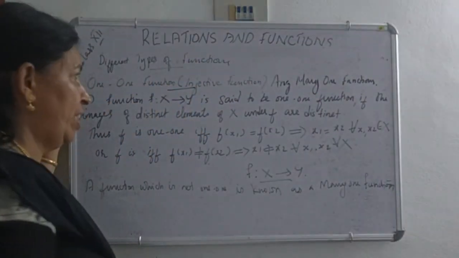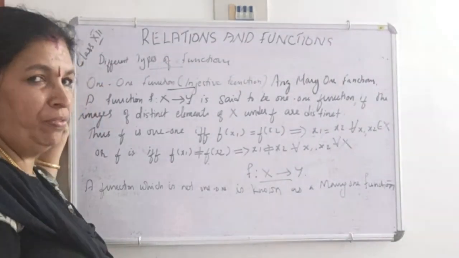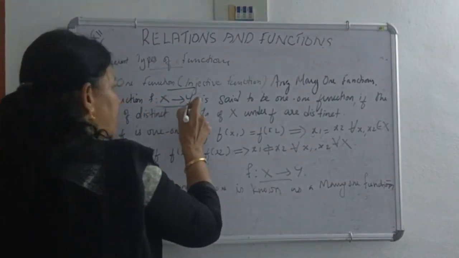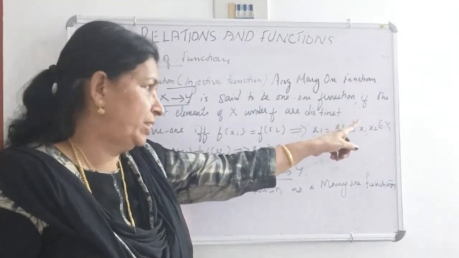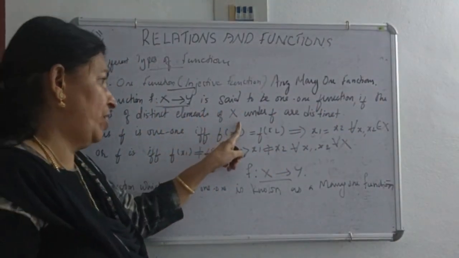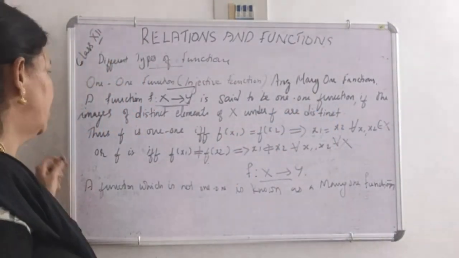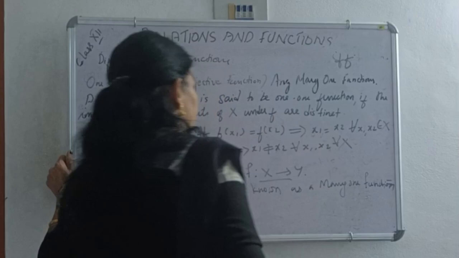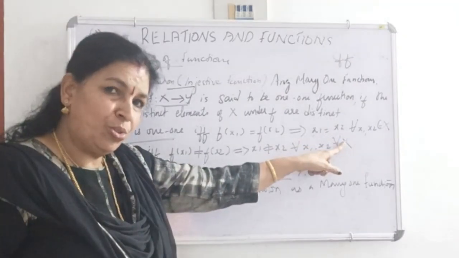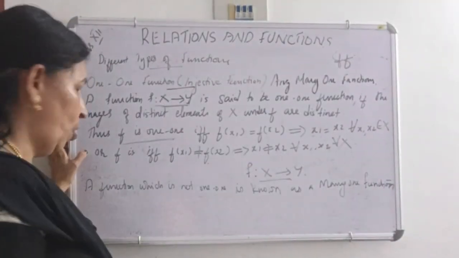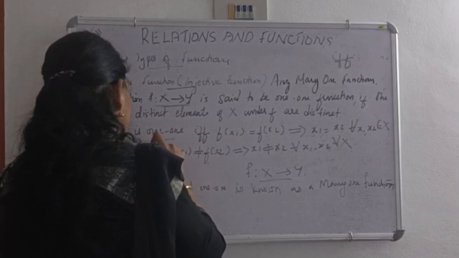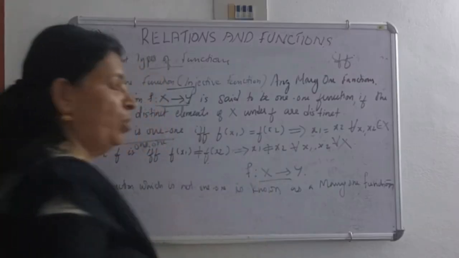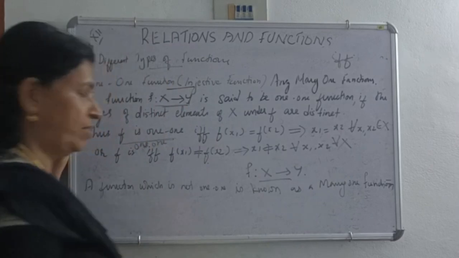Different types of functions: one-one function or injective function, and many-one function. Consider a function f from X to Y. Then f from X to Y is said to be one-one if the images of distinct elements of X under f are distinct. That is, f is one-one if and only if f(x1) equals f(x2) implies x1 equals x2 for all x1, x2 elements of X, or f is one-one if and only if x1 not equal to x2 implies f(x1) not equal to f(x2) for all x1, x2 elements of X.